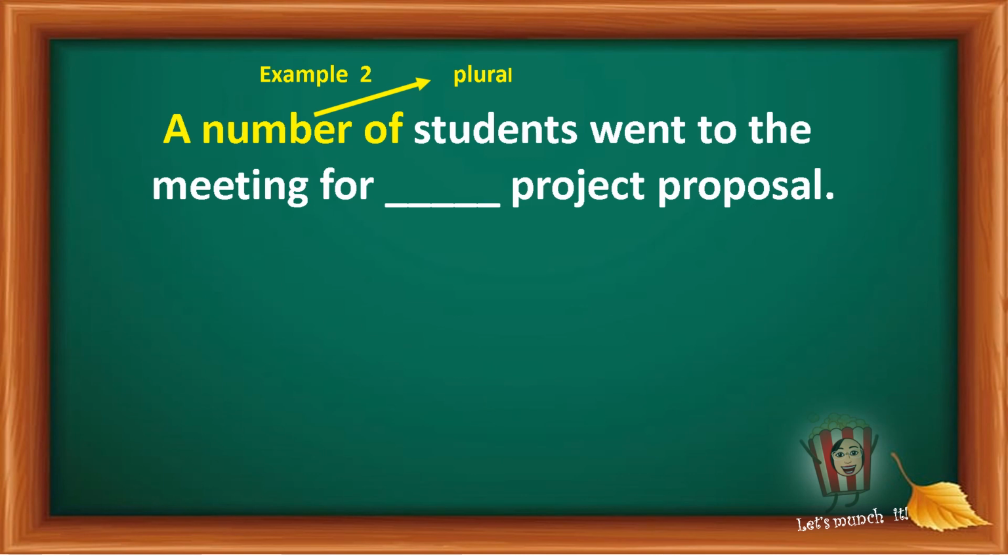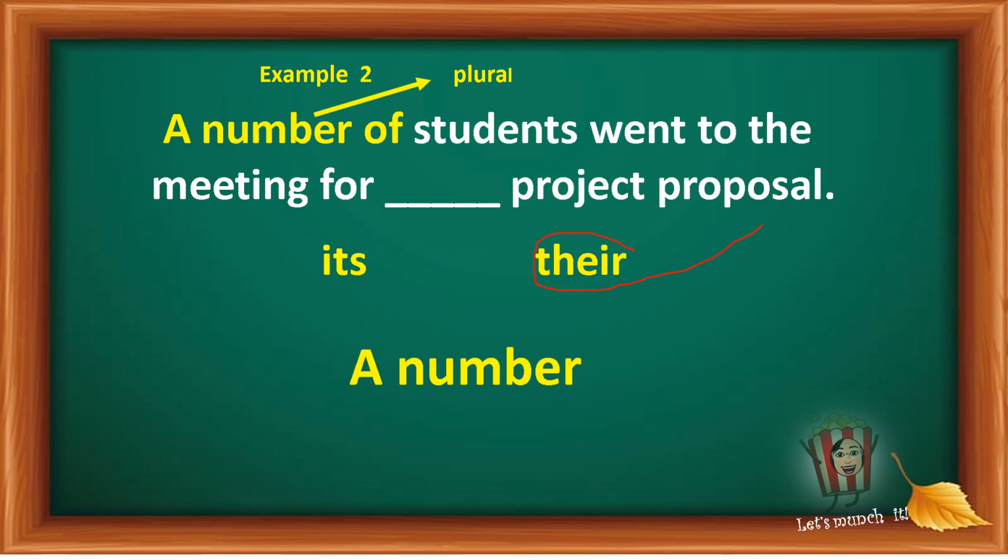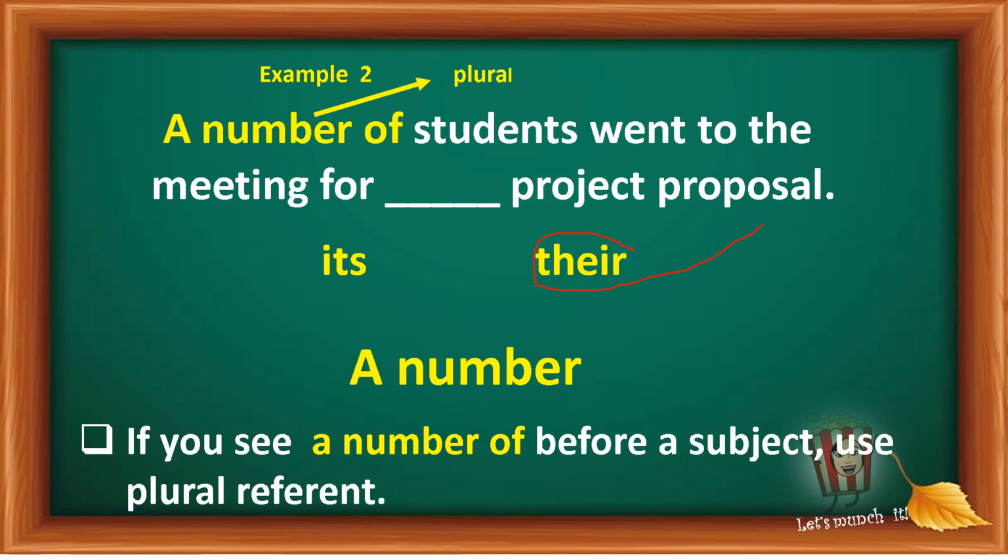Aside from the number of, we also have a number of before a subject. Say, a number of students went to the meeting for blank project proposal. Is it its or is it their? The correct one is their. Say, a number of students went to the meeting for their project proposal. In this particular sentence, we made use of a number of, which means plural. Therefore, the tip is if you see a number of before a subject, use plural referent.